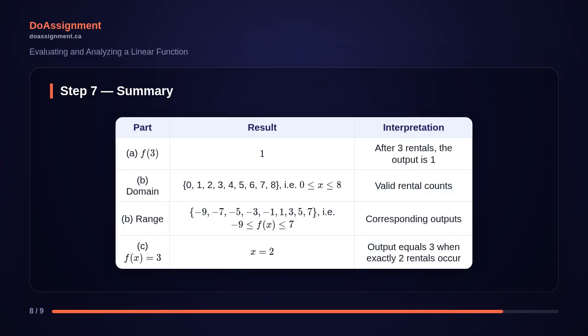To summarize, part A gives f of 3 equals 1, meaning after 3 rentals, the output is 1. Part B gives a domain of 0 to 8 rentals and a range of negative 9 to 7. Part C gives x equals 2 as the number of rentals that makes the function output equal to 3.